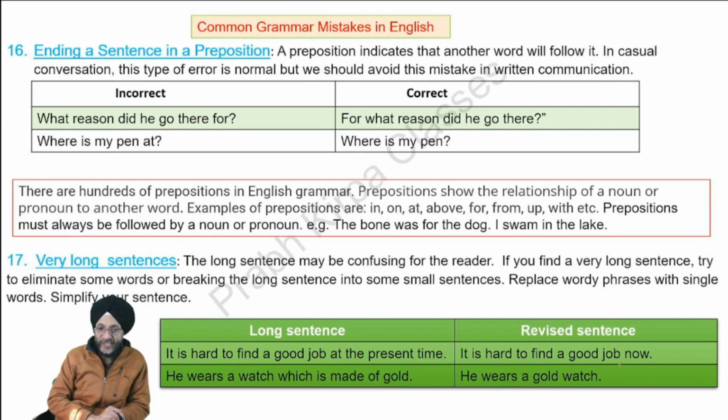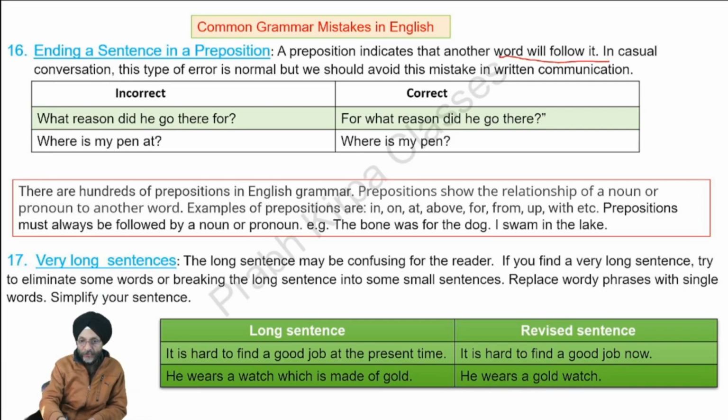Sometimes we end the sentence in a preposition. A preposition indicates that another word will follow it. In casual conversation, when we are really talking to someone, this type of error is common. That is, we may end our sentence in a preposition when we are talking with someone verbally. But we should avoid this type of mistake when we are conveying our ideas and views in written communication. Incorrect: What reason did he go there for? For is a preposition. We should not end the sentence with a preposition. Correct will be: For what reason did he go there?